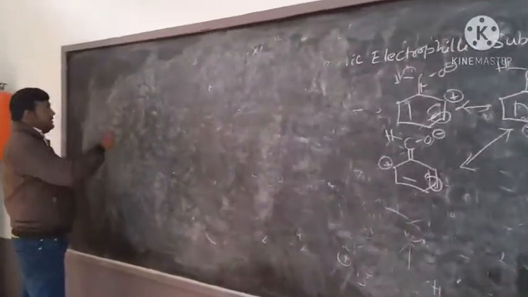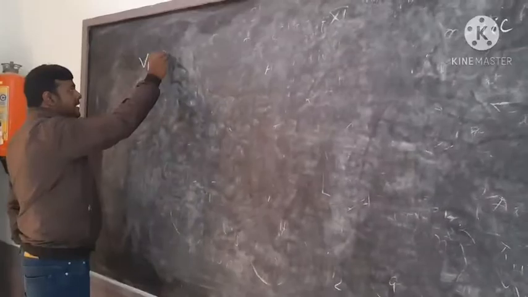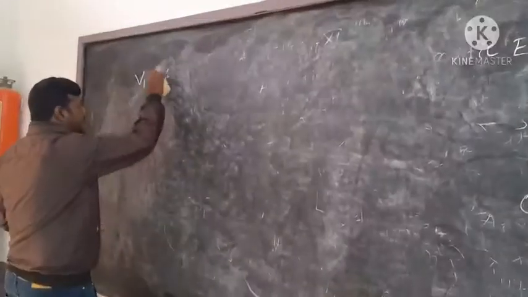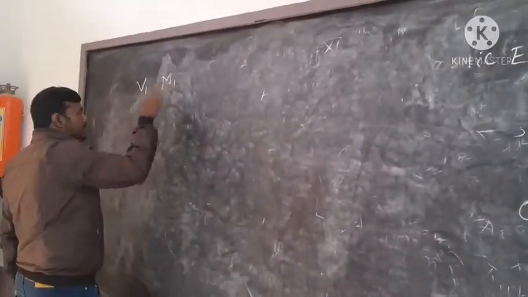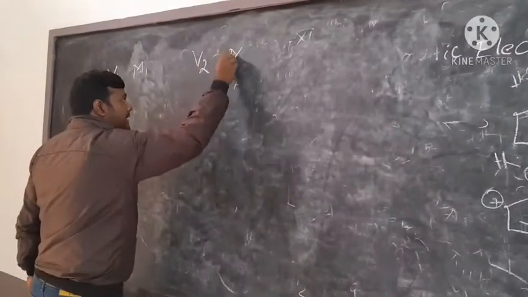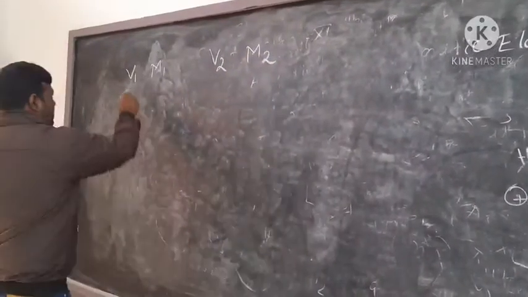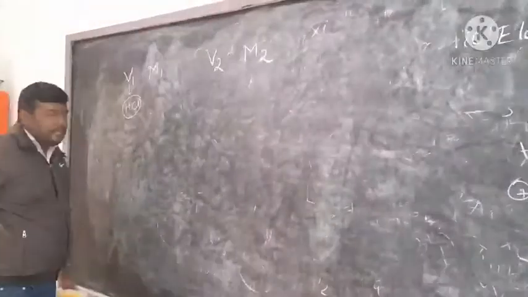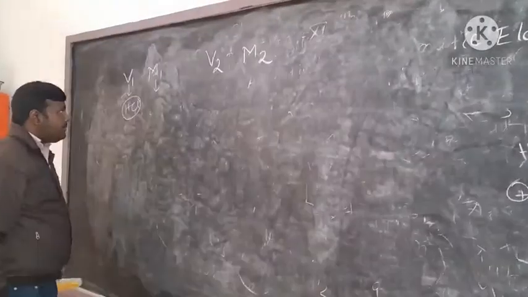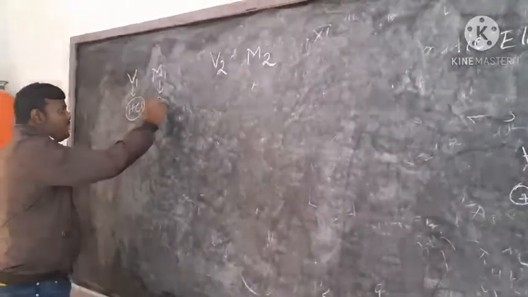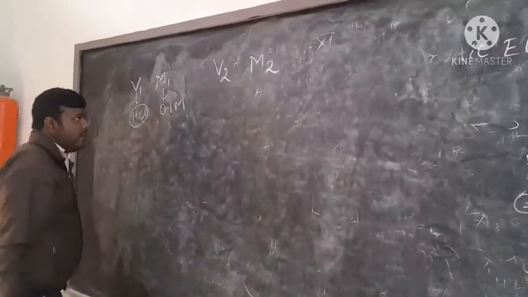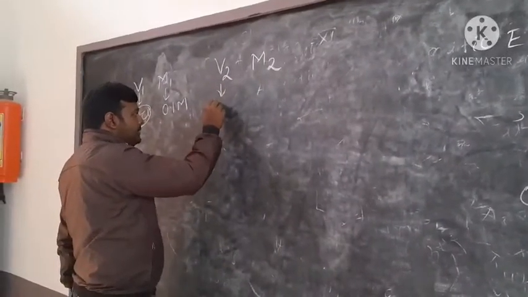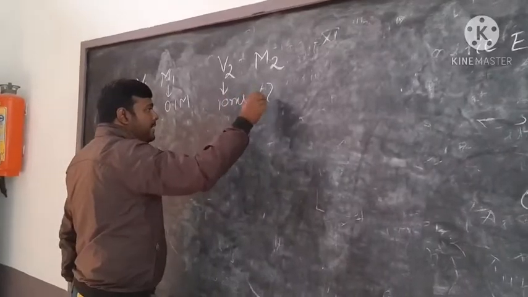Suppose we have taken V1 ml of solution of strength S1, or let us take the molarity M1. Now V2 and then M2. V1 is the volume of HCl that we will get from the burette reading, and M1 is the strength of HCl that we know, 0.1 molar. Now the volume of NaOH, V2, we know, we have taken 10 ml. Then we have to find out M2.